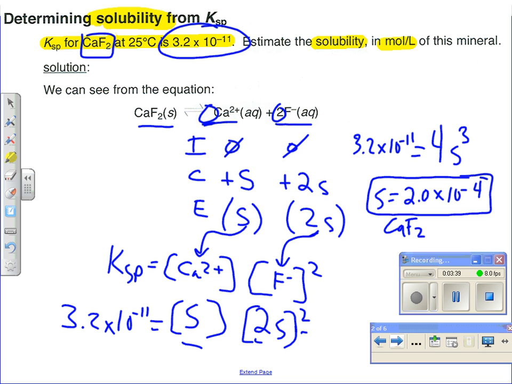If they want to know my ion concentration, if they want to know the solubility of Ca2 plus, in that case I would say it's 2.0 times 10 to the negative 4th.